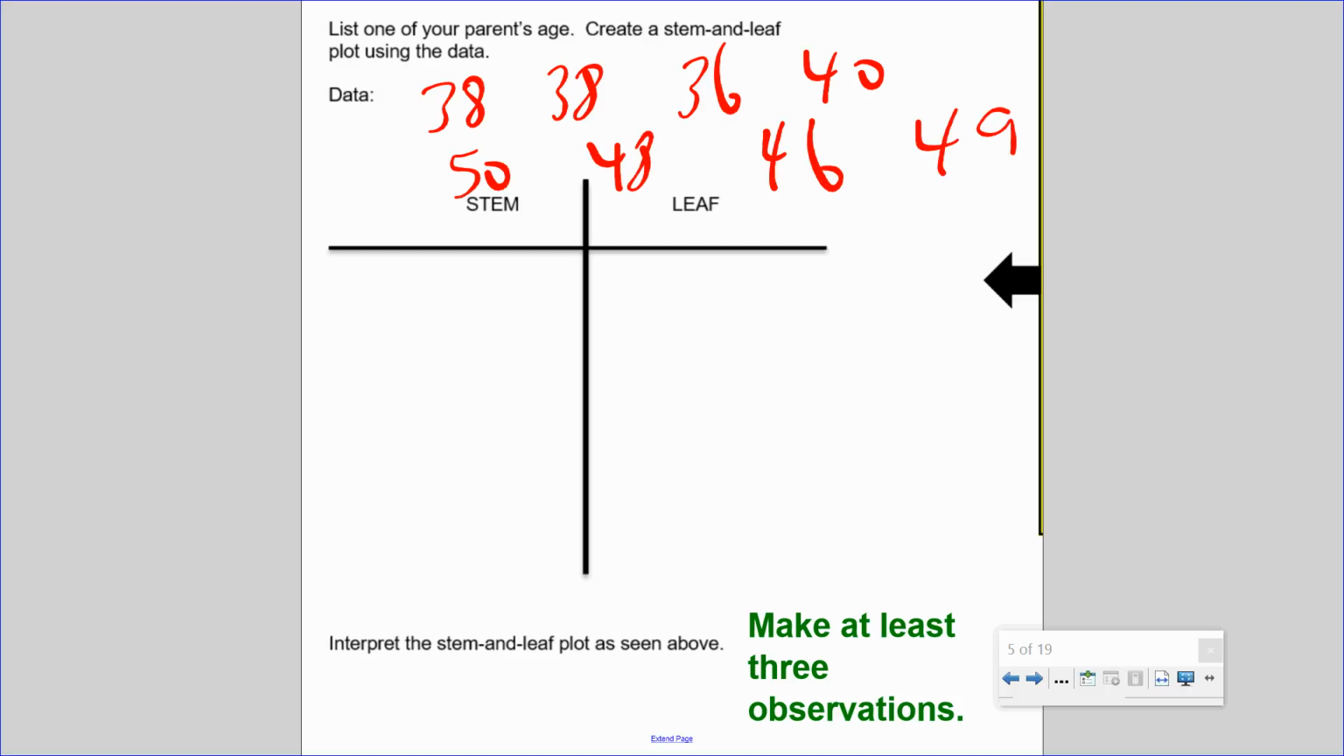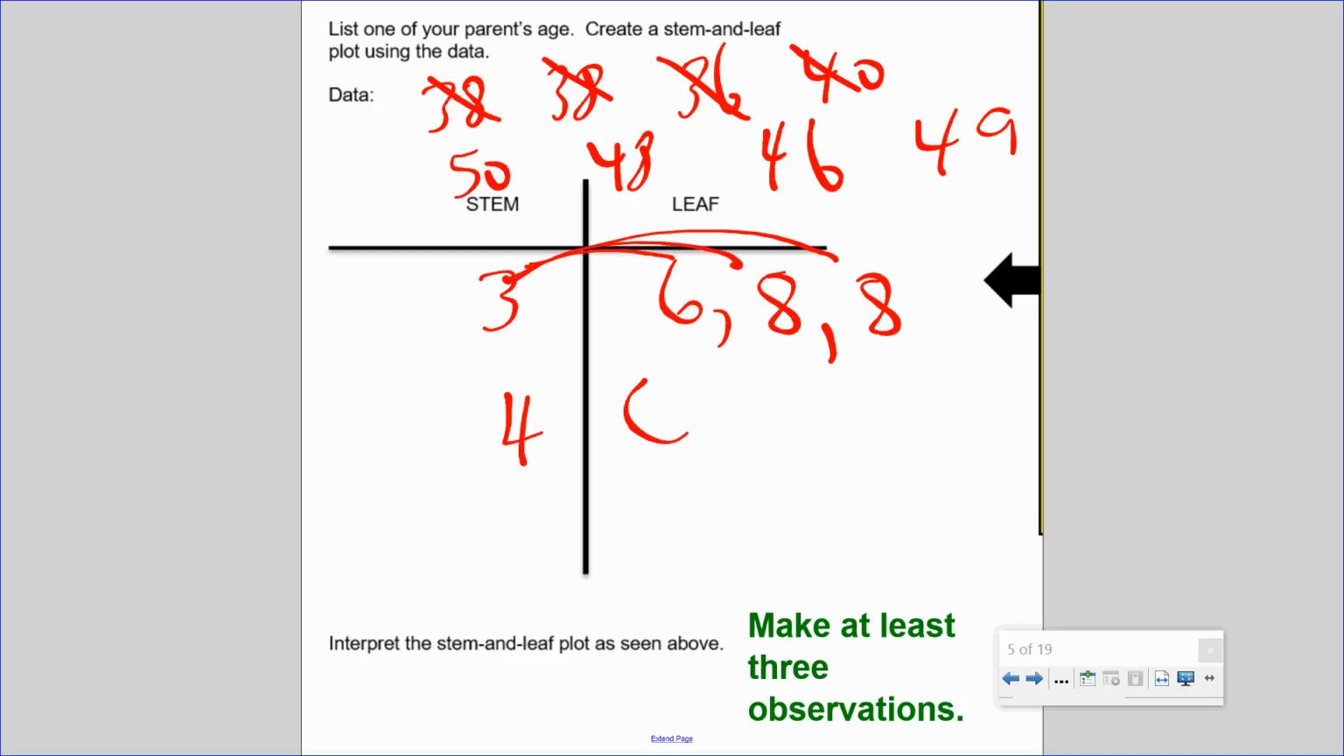So let's create a stem and leaf. We start with the least one. The least age is 36. So the stem would be 30, or 3. The leaf will be 6, comma. Any more 30s? I see 38, comma, 38. So 36, 38, 38.